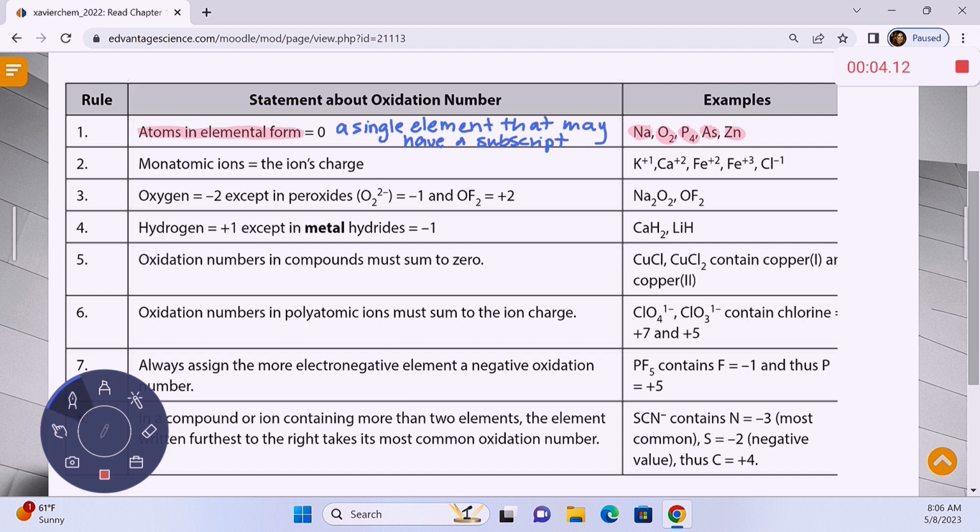So what do we do with these oxidation numbers? Well, you typically write them above the symbol. So since these are elemental forms, their oxidation numbers are 0. So we typically write the 0 above the symbol. Okay?